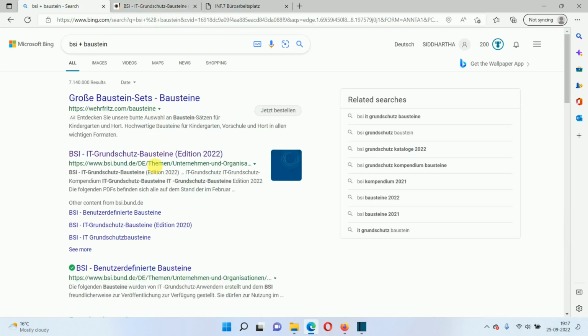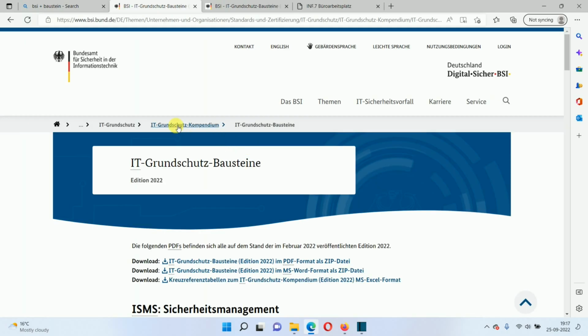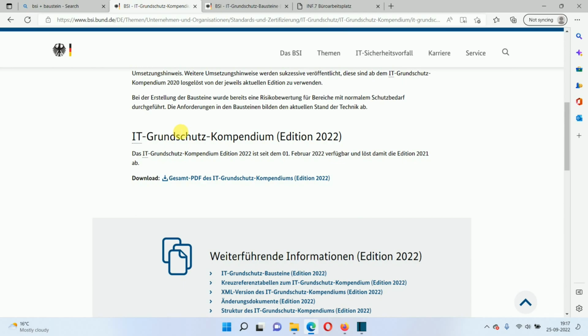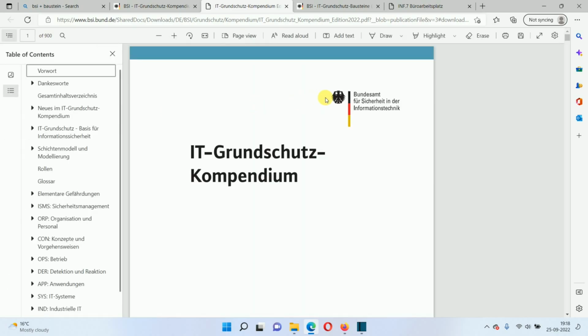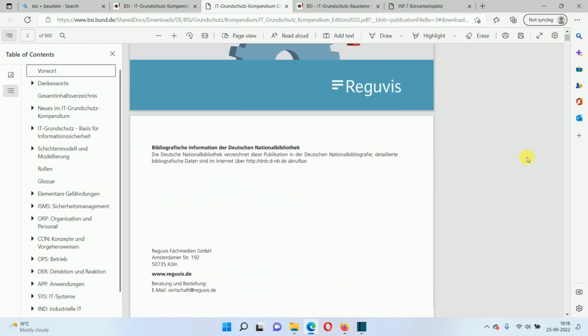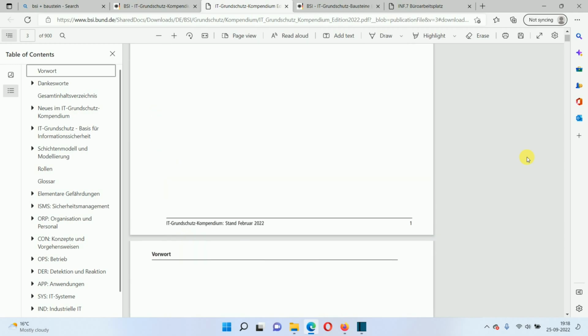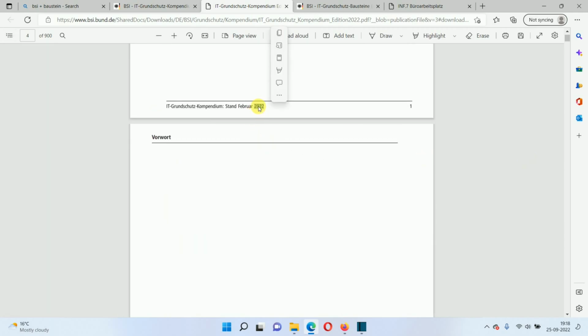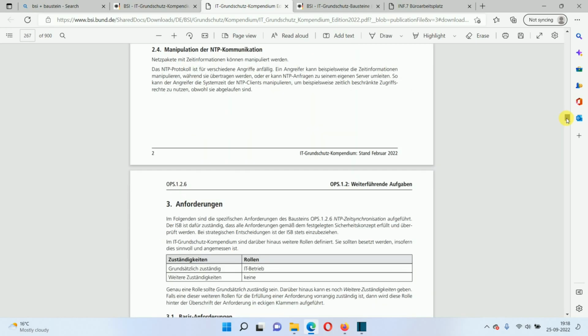Now going ahead, this Baustein thing comes under the compendium. So I would again show you the Gesamt compendium, which has some 800 plus pages. And that is the guideline, the Bible of every IT security person in Germany. It's 900 pages, and you see it's 2022, I think, version. Yes, February 2022. Obviously, it's the latest one. It comprises every Baustein, and all information is collected in this PDF of 900 pages.